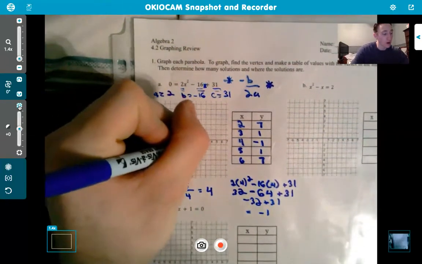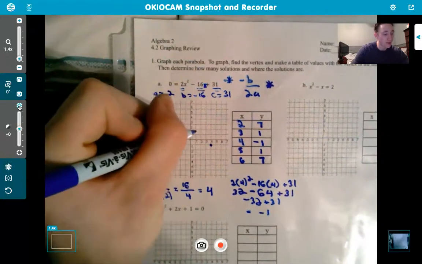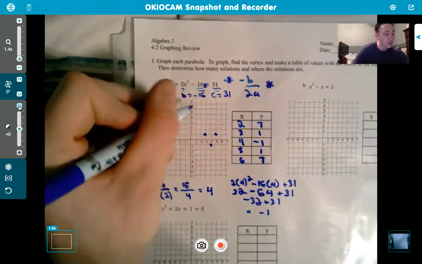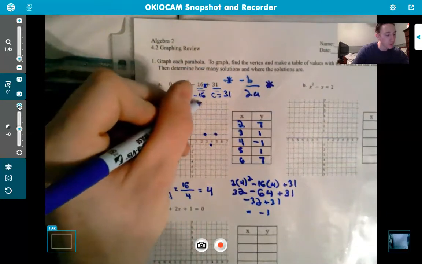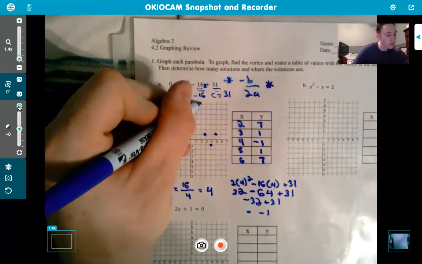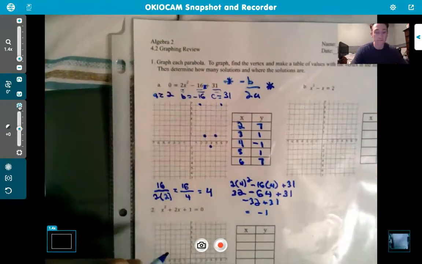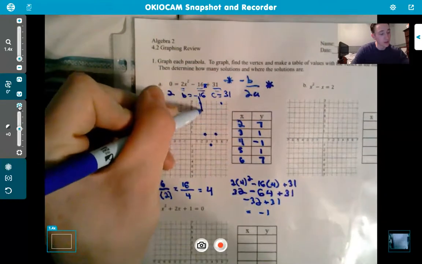So at 4, I'm at negative 1. At 3, I'm at 1. At 5, I'm at 1. At 2, I'm at 7. So all the way up here at 7. And at 6, I'm also at 7. So this is what my graph looks like.